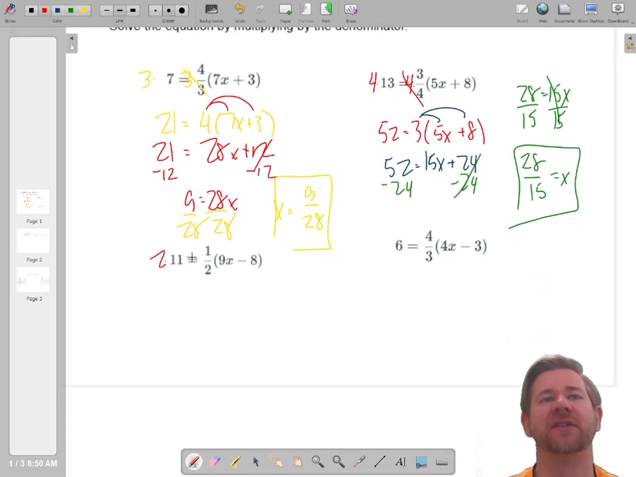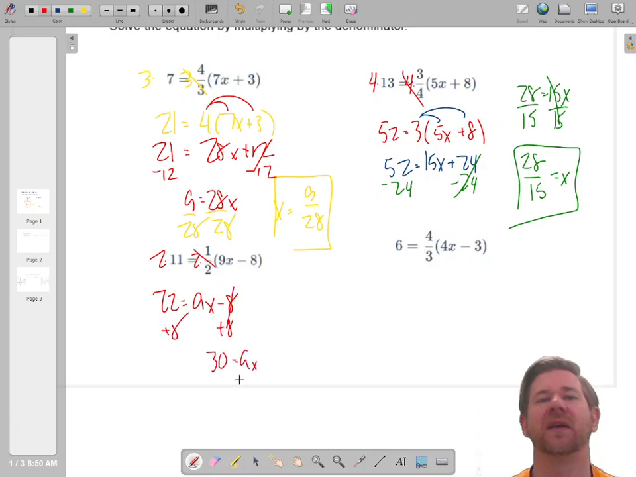Multiply both sides by 2. You have 22 equals 9x minus 8. Because this one you don't have to distribute. It's like a 1. Add 8. 22 and 8 make 30. And then divide by 9. So x equals 30 over 9.